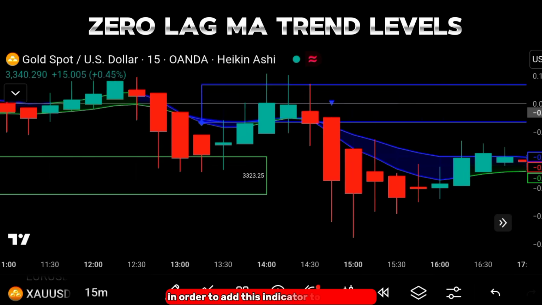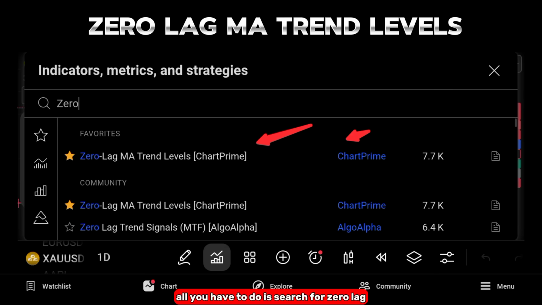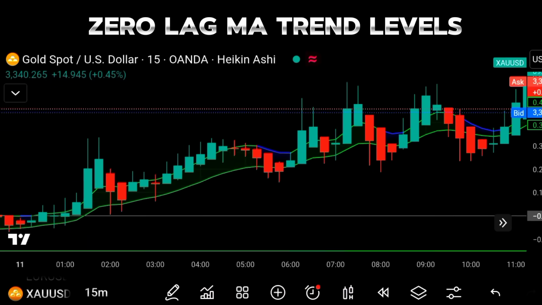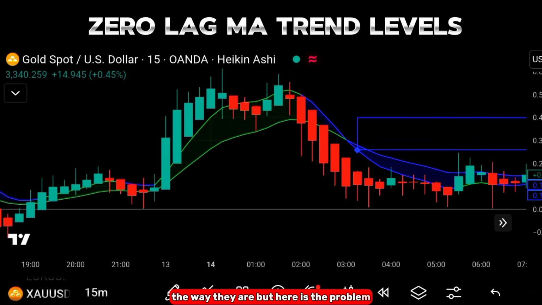In order to add this indicator to your chart, all you have to do is search for Zero Lag MA Trend Levels on the Indicators tab on TradingView and click on the one by ChartPrime. And when you have it on your chart, leave all the settings of the indicator the way they are. But here is the problem.